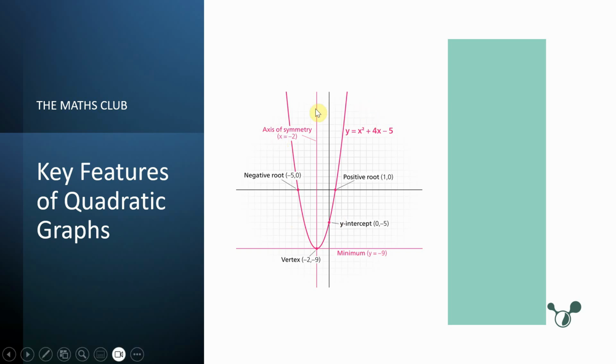And you can see the line of symmetry. The line of symmetry is at x is equal to minus, so it divides that curve into two equal halves. You can see that this is equal, this is equal, this is equal, right? And you can see the vertex, which is the highest point or the lowest point. In this case, this is the lowest point.